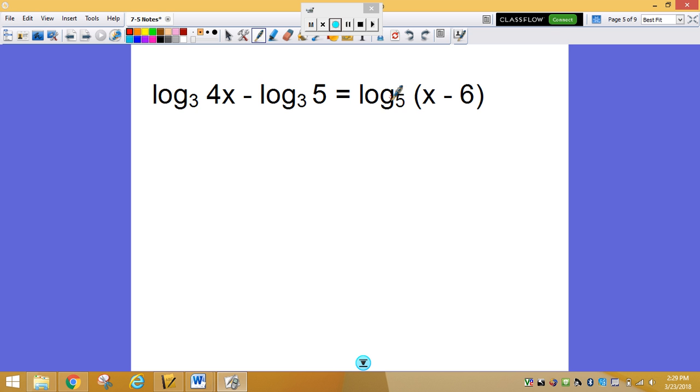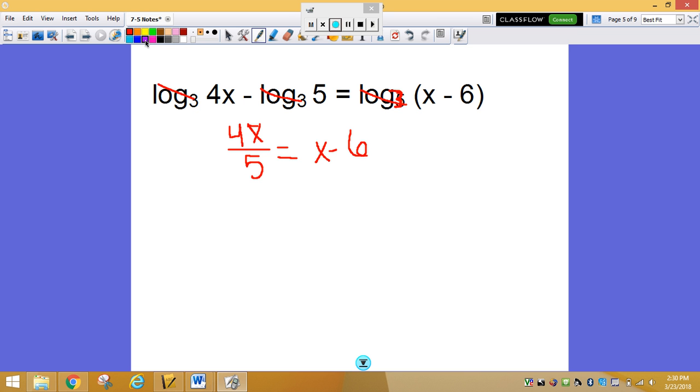Oh, this is a typo. This should be a 3. You're not going to have any with different bases. My bad, y'all. That's a 3. So I'm going to mark out all my log 3s because they're all the same. I have 4x. Minus really means to divide. I'm going to bring my 5 down, and it's got to equal x minus 6.